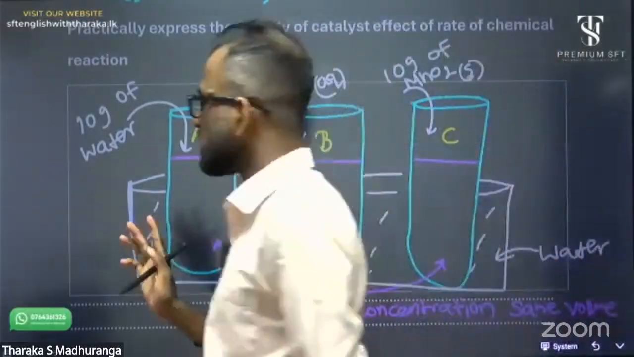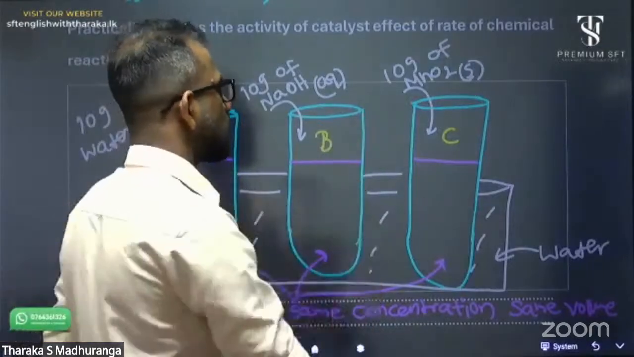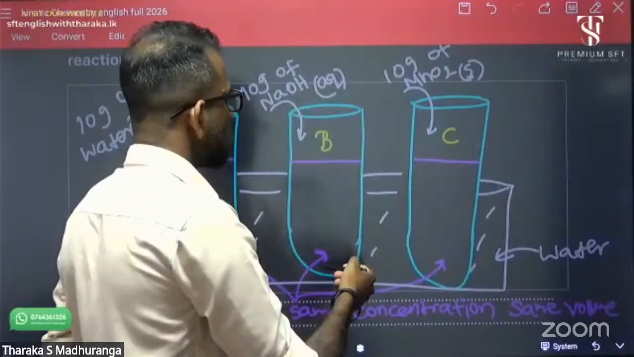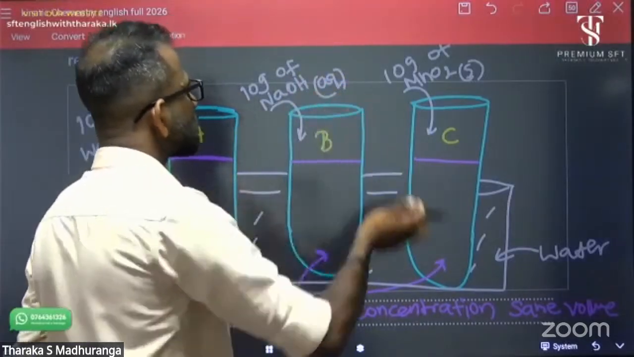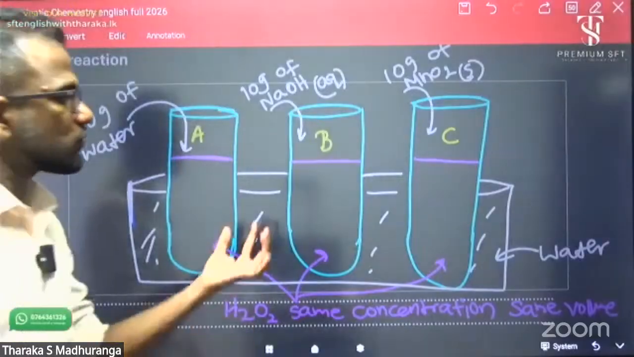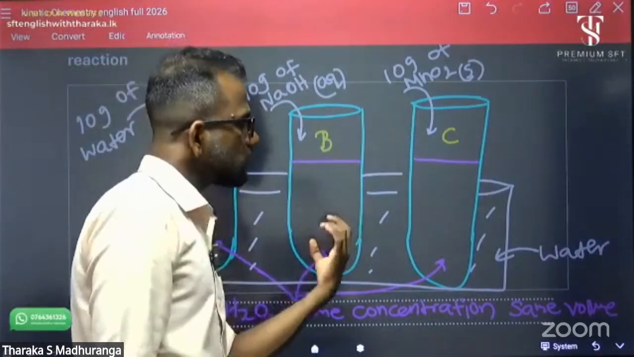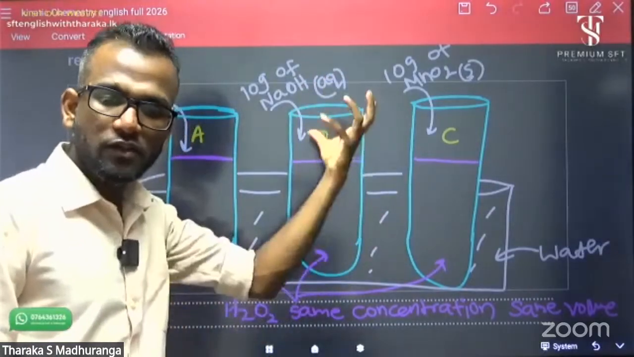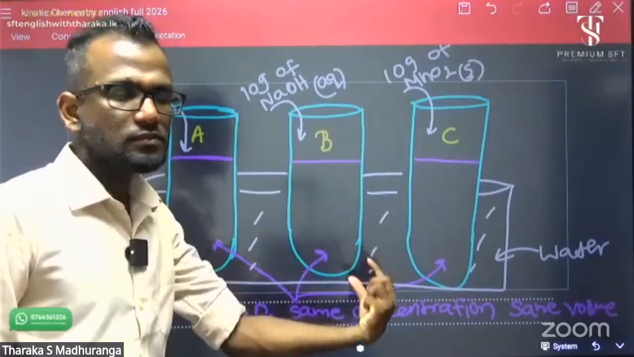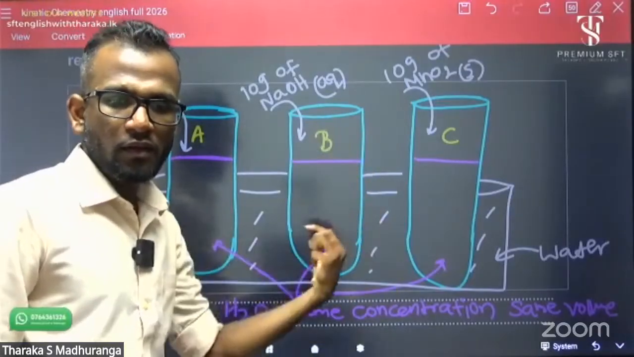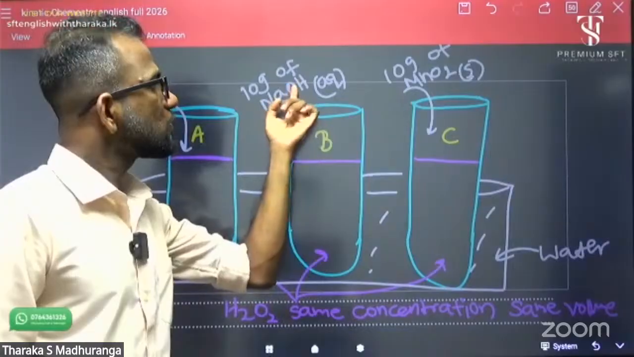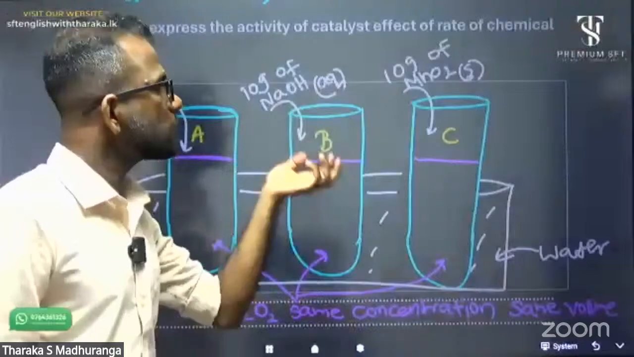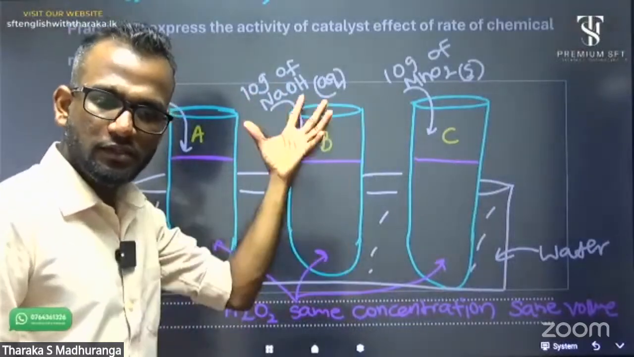Let's see that one later. For the second test tube, the same volume of hydrogen peroxide and adding 10 gram of sodium hydroxide. Hydrogen peroxide is aqueous, sodium hydroxide also aqueous. Then is this a homogeneous or heterogeneous catalyst? Yeah, homogeneous catalyst, same physical state.